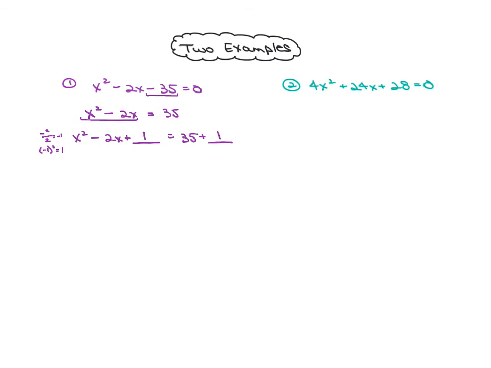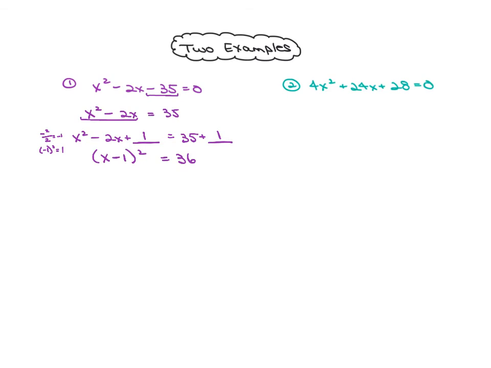Now I know x squared minus 2x plus 1 is a perfect square trinomial. I know it factors into the binomial squared, x plus a -1, or x minus 1 squared, is equal to 36. All right, all the hard work is done. We're back to something we know how to solve using the square root method.